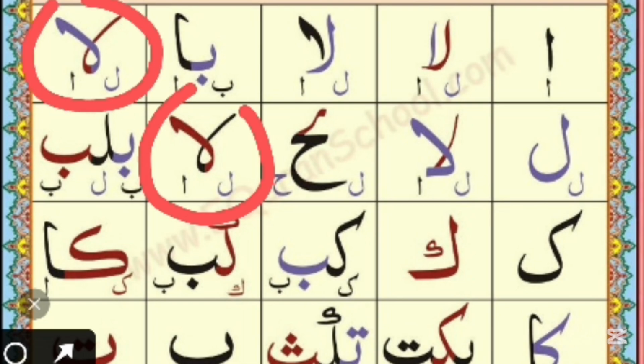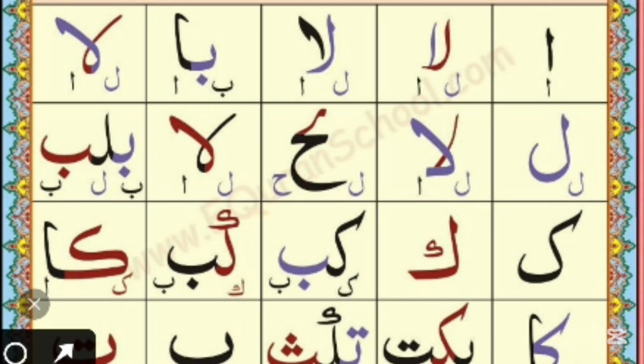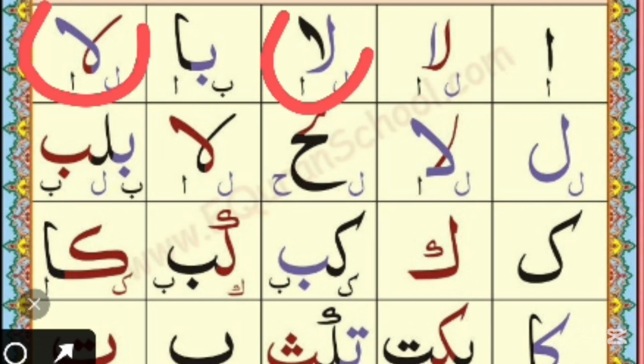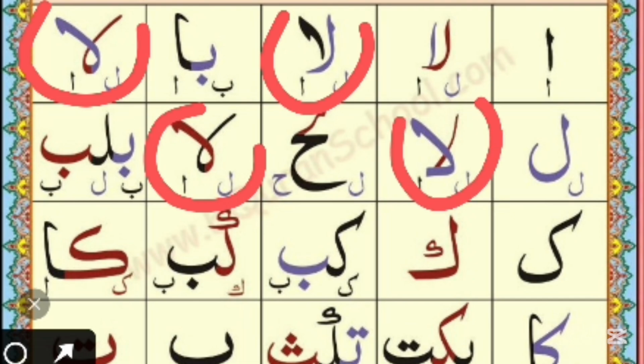Lam, alif. You can see that in different shapes we can write lam in Arabic. All these words are lam, alif, but in every stage, their shapes are different. Actually, in Arabic, we can write words and letters in stylish calligraphy shapes.